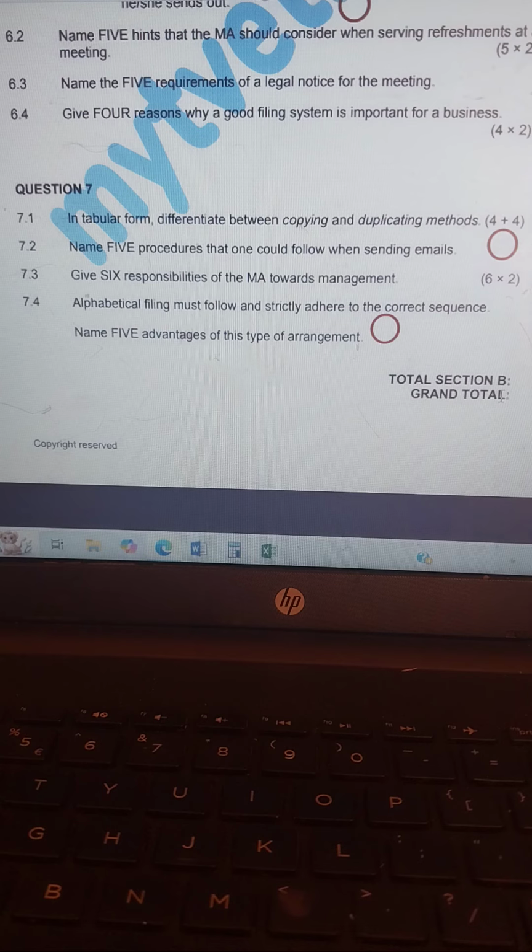Number 1, type in the email address of the person to whom you wish to send a message. Number 2, the message or text can now be typed into the relevant window. Number 3, one may attach any files that one has on a computer.